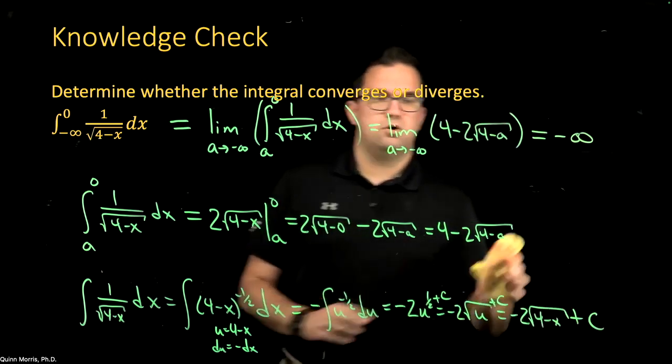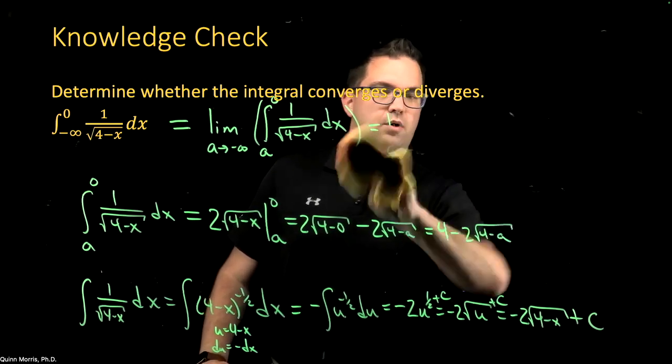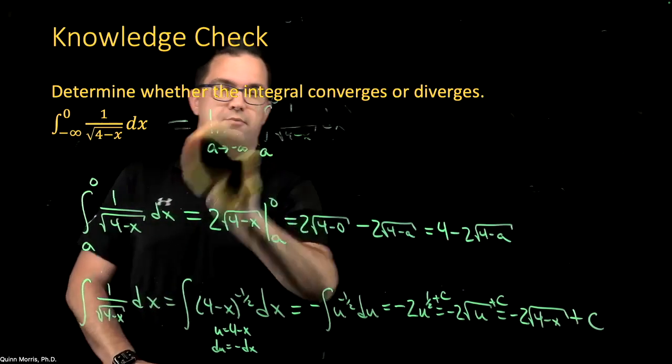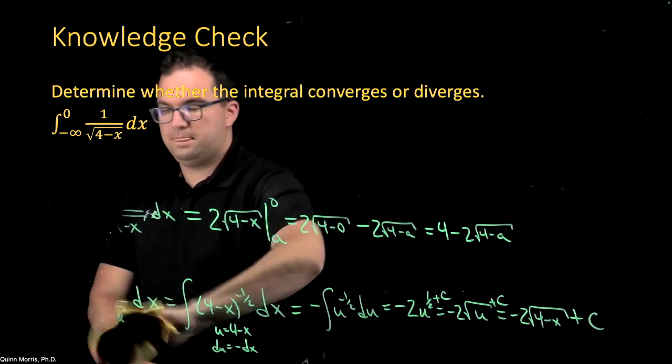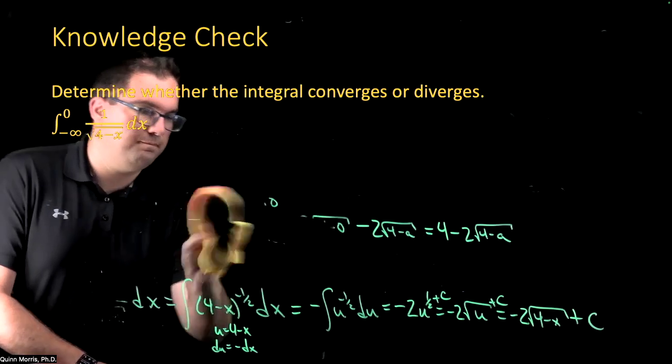All right. So all of these examples have dealt with what we're calling type 1 improper integrals. Let's look at the other possible type of improper integral.